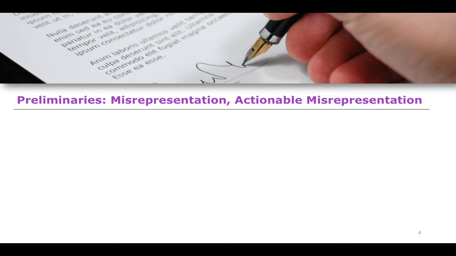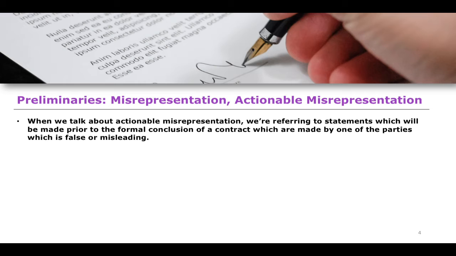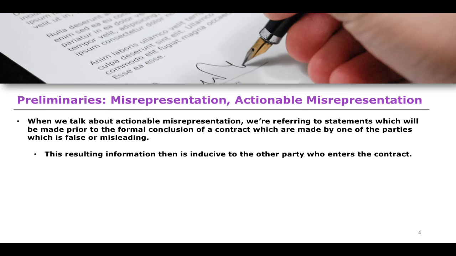Continuing on with the various different preliminaries and the key terminology that is attached therein, let's make a distinction here between misrepresentation and actionable misrepresentation. When we talk about something being actionable misrepresentation, what we are doing here is referring to statements which are made prior to the formal conclusion of a contract, which are made by one of the parties, which are false or misleading, and may induce the other party to contract on the basis of that false or misleading statement. Like I said, the resulting information is then inducive to the other party to then enter the contract.